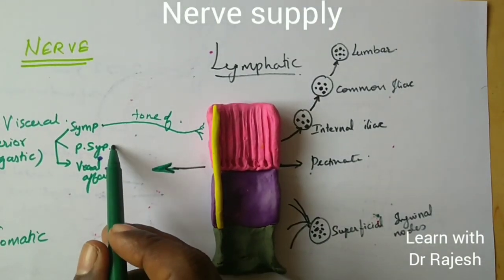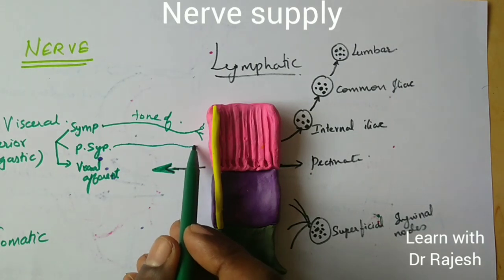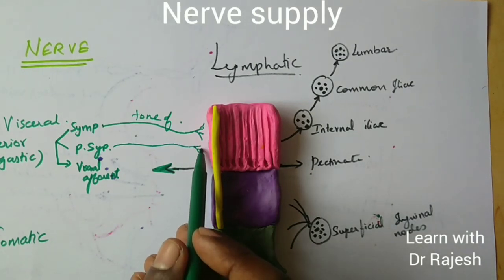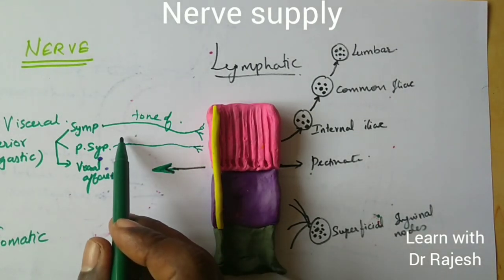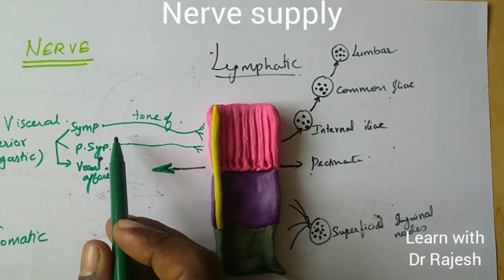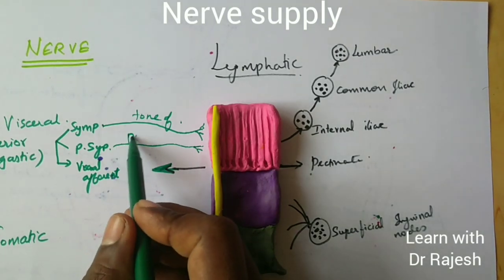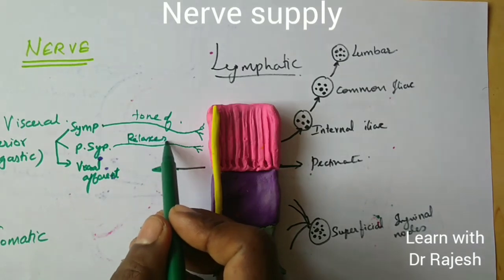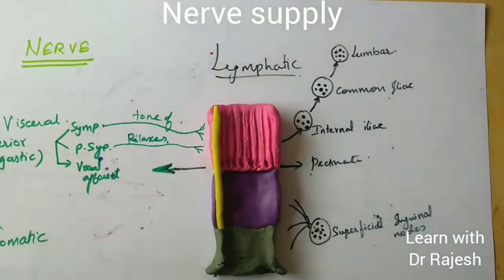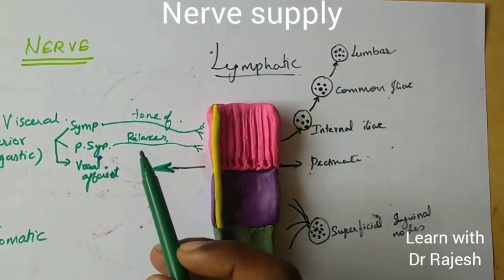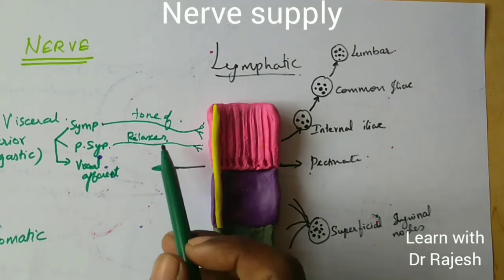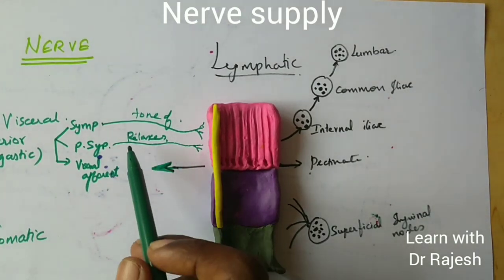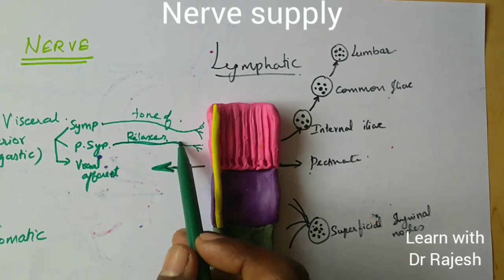The parasympathetic fibers supply this internal anal sphincter and inhibit the tone, or relax the internal anal sphincter, and thus help in relaxation and evacuation of the feces.